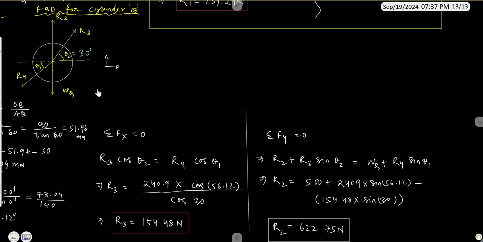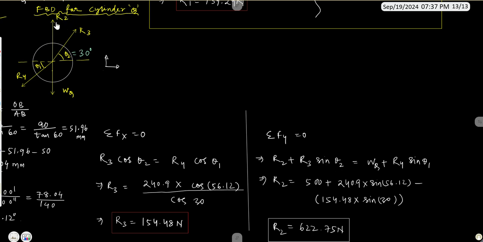Now let us apply the other equilibrium equation, that is summation of Fy equal to 0, where I have to take all the components of all these forces in the y direction. So here I'll be getting a positive component of the R3 force along the y direction, and I'll be getting a negative component of force due to R4, and of course WQ and R2. So I'm taking all the positive forces on one side and all the negative forces on the other side, right?